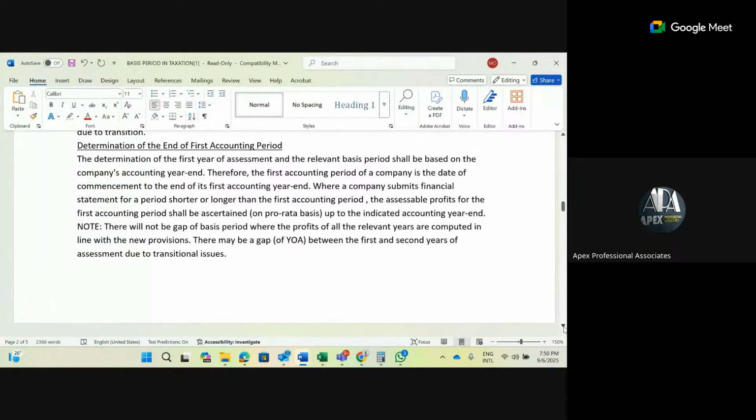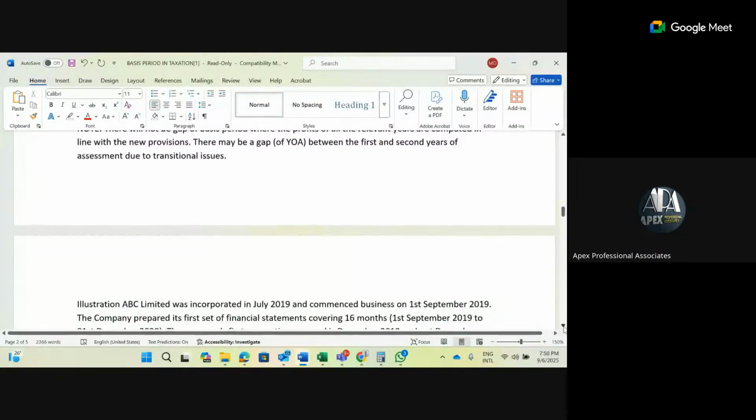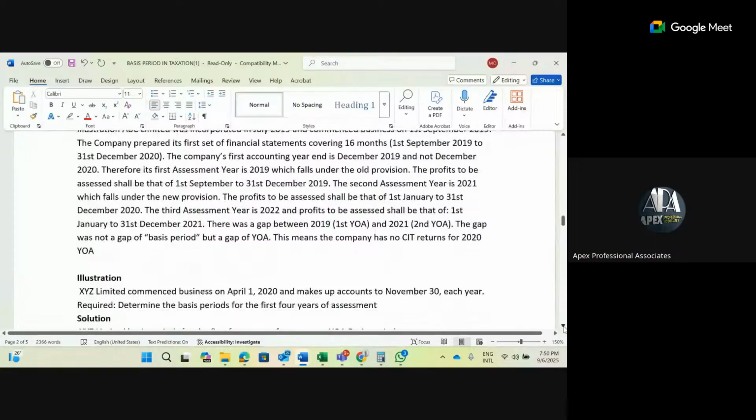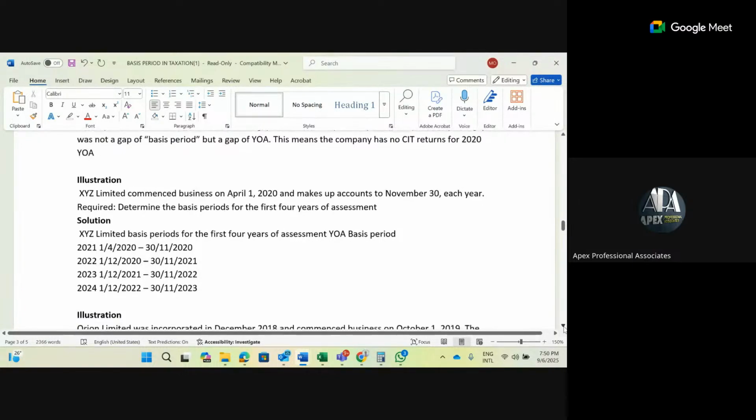But there may be a gap of year of assessment between the first year and the second year of assessment due to transitional issues. Maybe that company commenced operation in 2018. Now we are changing to the new provision because you have to start applying the new provision from 2020. Definitely that company that commenced operation in 2018, you have to apply the rules of both provisions. I don't want to go into that so that I won't be causing any confusion. So that's all I can talk about old provisions and new provisions of basis period.